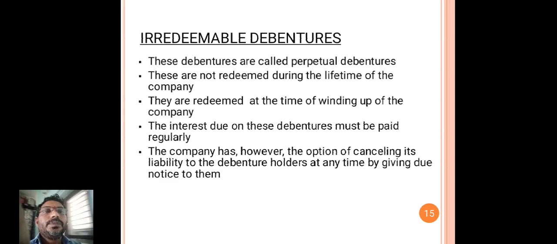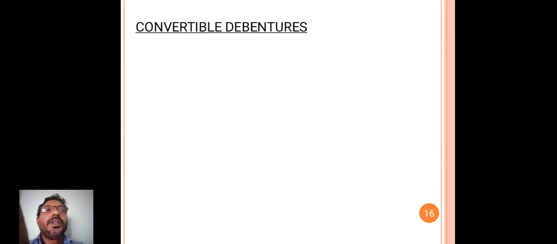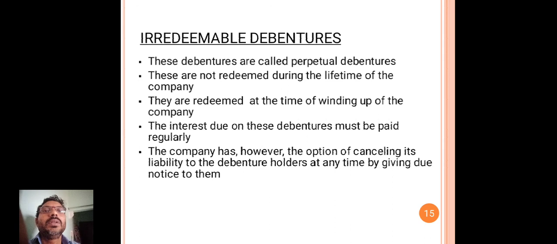The next, irredeemable debentures. These debentures are called perpetual debentures. These are not redeemed during the lifetime of the company. They are redeemed at the time of winding up of the company.